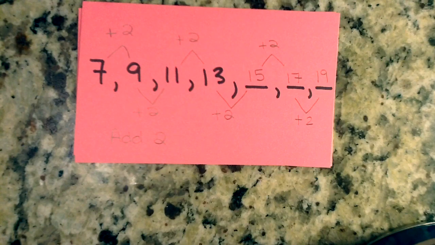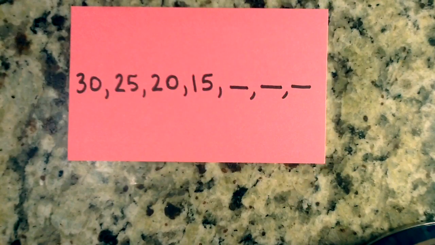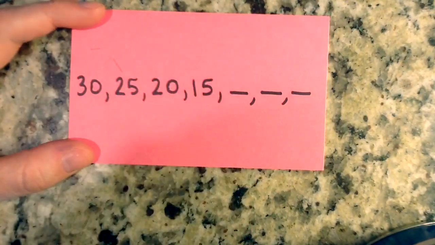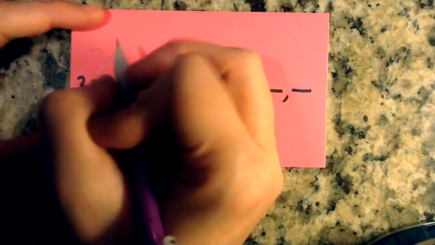All right, one more example for you all today. Now I'm looking at this one, 30, 25, 20, 15. Well, now my numbers are getting smaller, so I know I'm going to subtract. And now what do I subtract? 29, 28, 27, 26, 25. Well, that's minus 5.